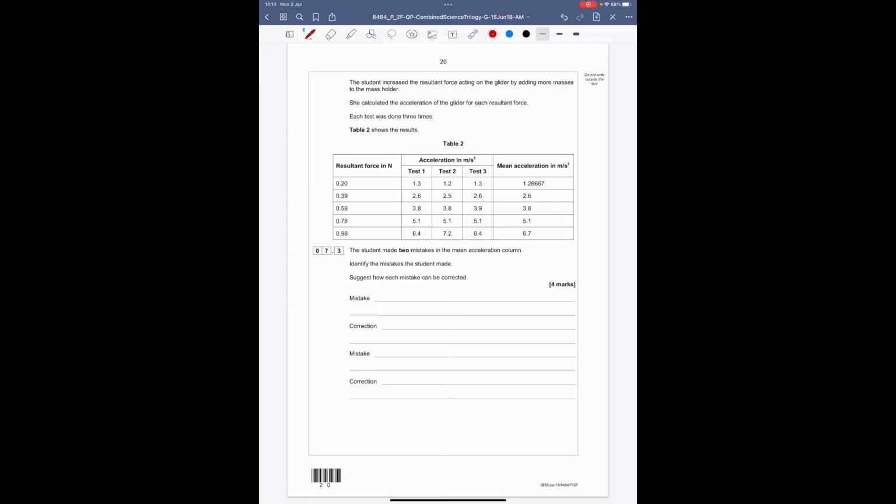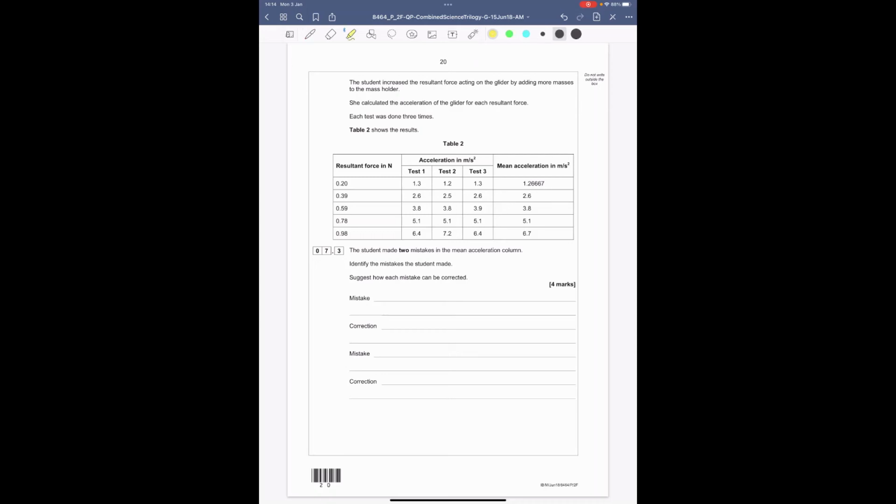So next part of the question then. The student increased the resultant force acting on the glider by adding more masses to the holder. So when it falls down, it's going to pull the trolley more. She calculated the acceleration of the glider for each resultant force. Each test was done 3 times. Table 2 shows the results. The student made 2 mistakes in calculating the mean acceleration column. Identify the mistakes the student made. Suggest how each mistake could be corrected.